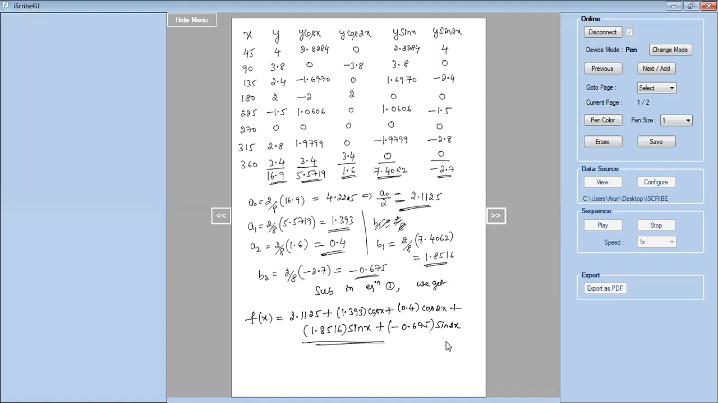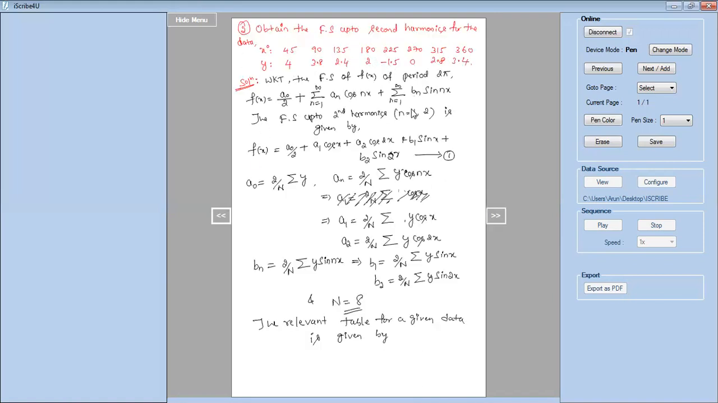So this is how we can find the Fourier series up to a given number of harmonics for given data. This is a common procedure for all problems. Up to one harmonic means just A1, B1 will come. Up to two harmonics means A1, B1, A2, B2 will come. So the problem becomes a little bit lengthy, that's all. This is a unique procedure for all problems, and this is how we can solve a problem on harmonic analysis.